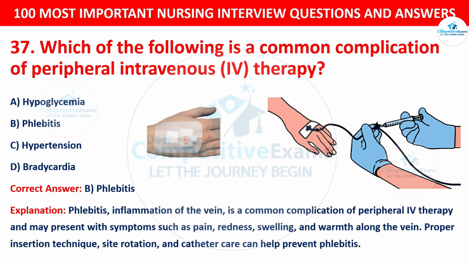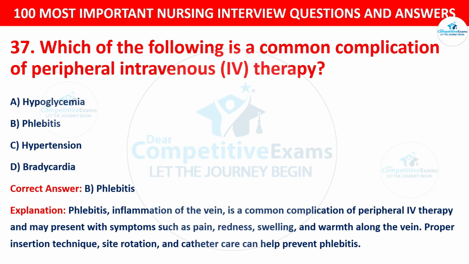Phlebitis, inflammation of the vein, is a common complication of peripheral IV therapy and may present with symptoms such as pain, redness, swelling, and warmth along the vein. Proper insertion technique, site rotation, and catheter care can help to prevent phlebitis.